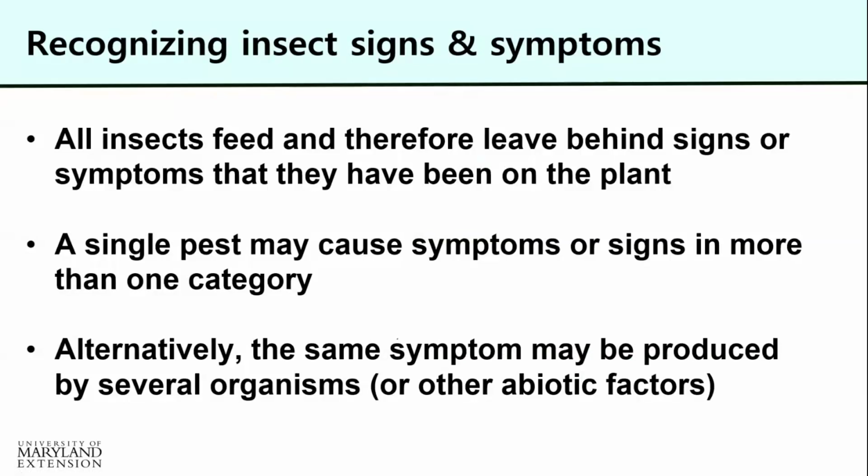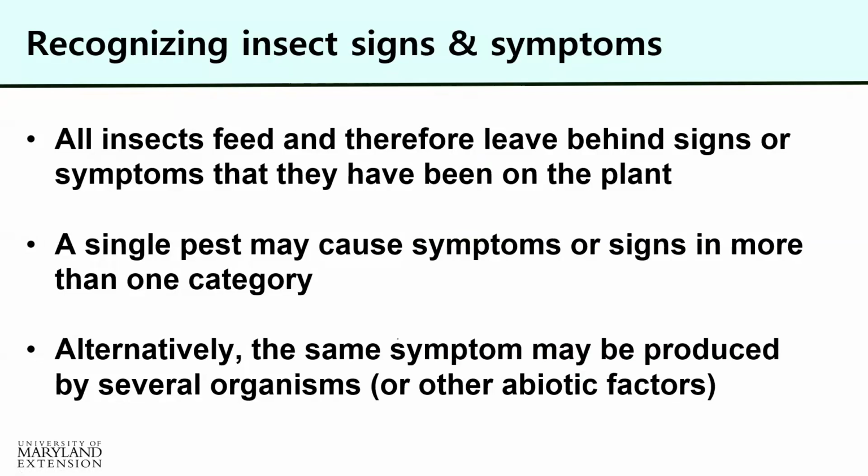All insects feed, and therefore they leave behind signs and symptoms. These are our clues when we're talking about plant diagnostics. A single pest may cause symptoms or signs in more than one category. We're going to go through 5 main categories today, such as chewing, but a particular insect species that chews our plants could also leave behind our last category, a product.